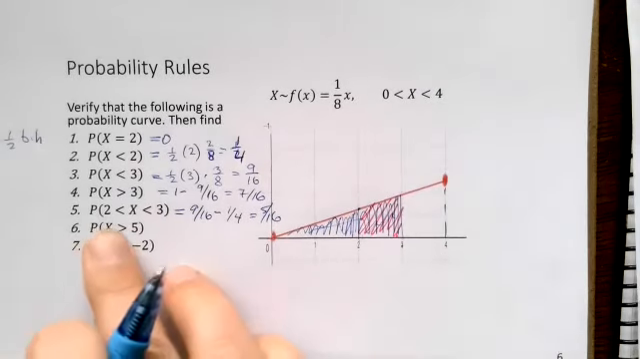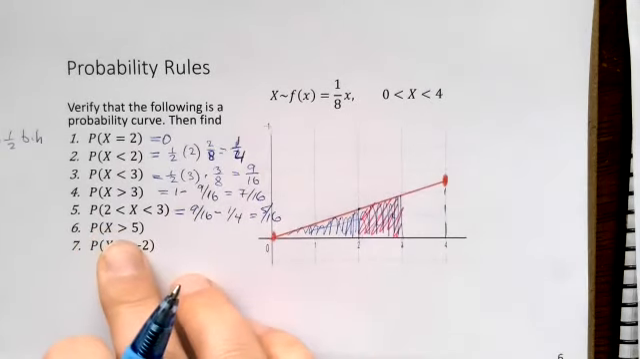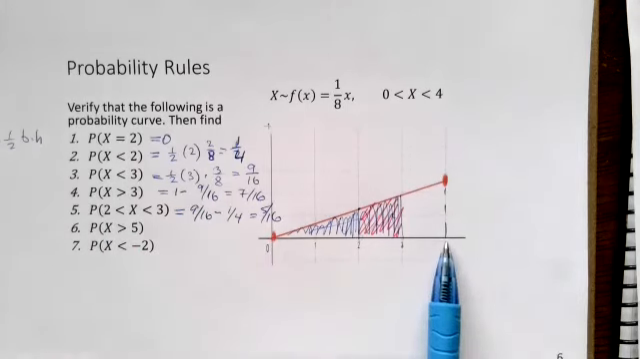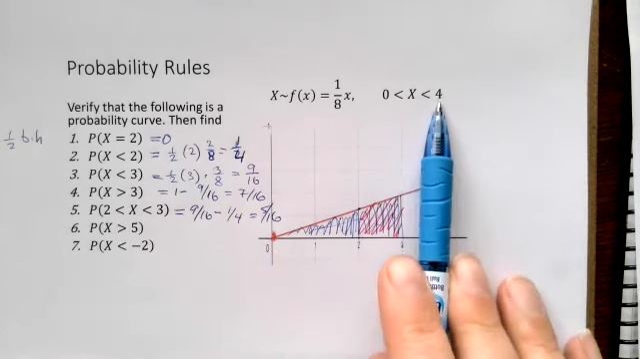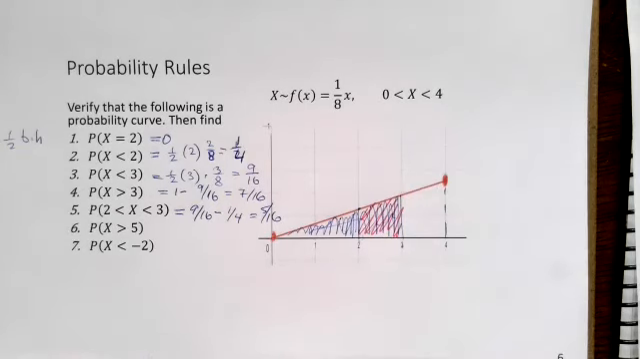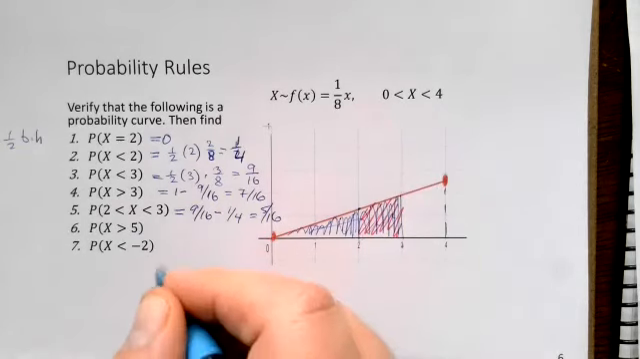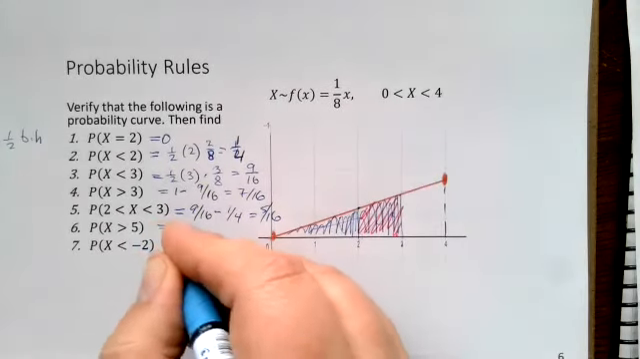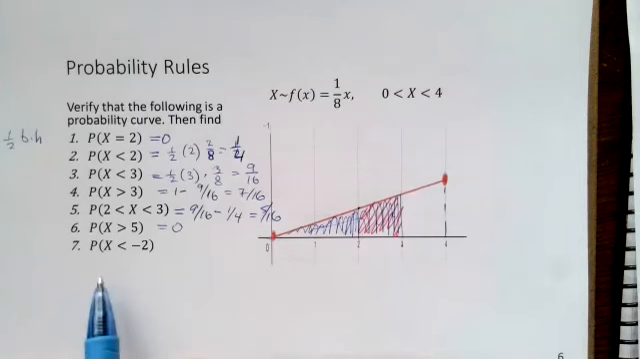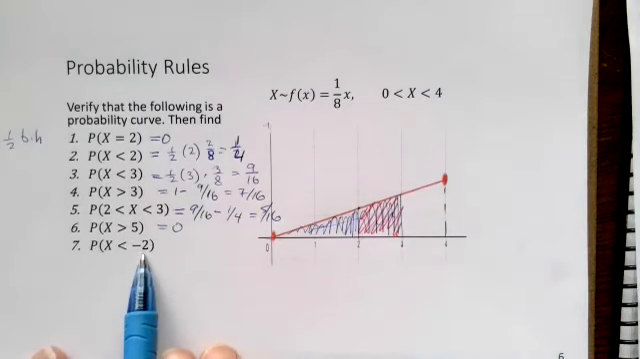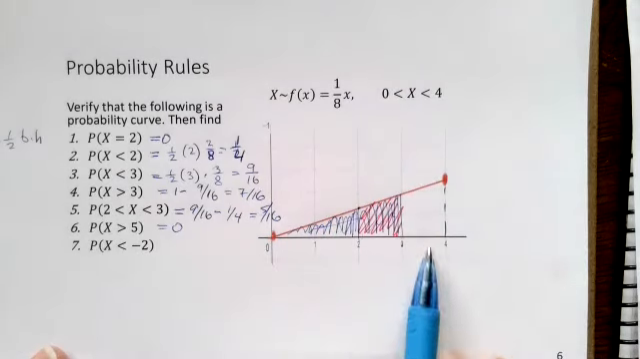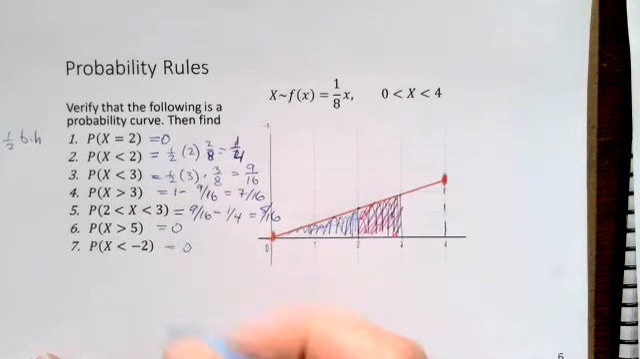And finally, what's the probability that x is greater than 5? Well, 5 is not included in the domain, so that probability is 0. And what's the probability that x is less than -2? Well, again, this is not in the domain, so that's going to be 0 as well.